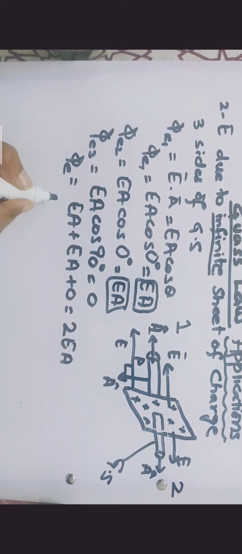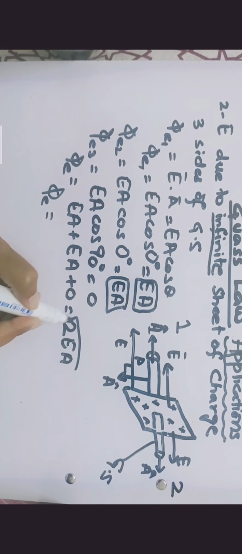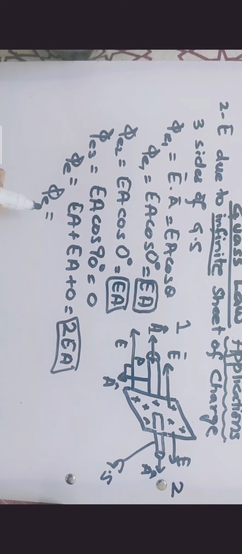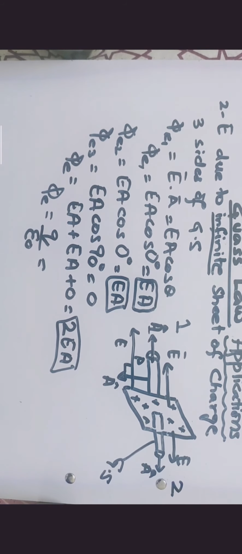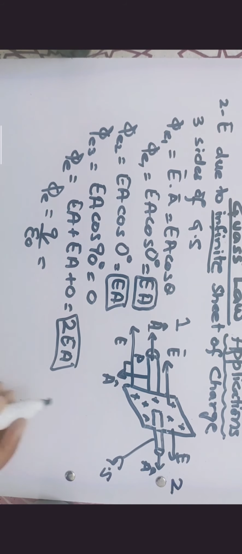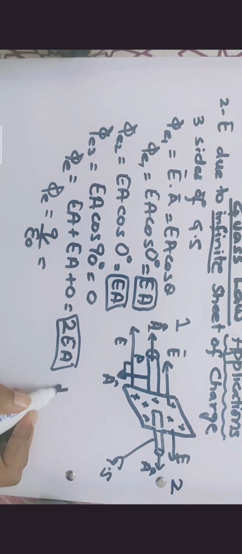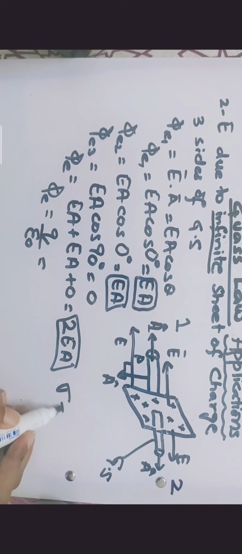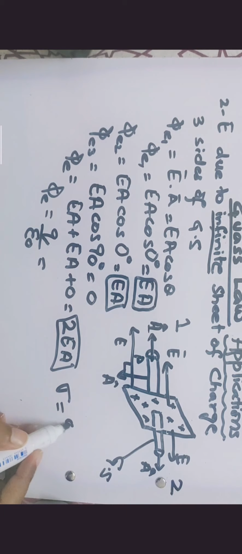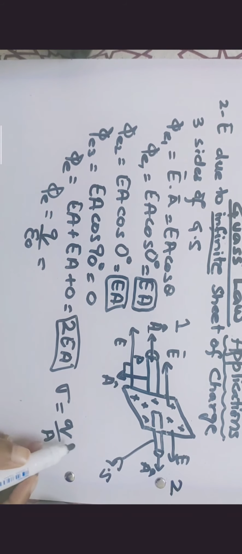Then we have another formula: the flux by Gauss's law, whose value is Q over epsilon naught. Now there is a new term we are going to discuss, which is surface charge density. Surface charge density, represented by sigma, is defined as charge per unit area.